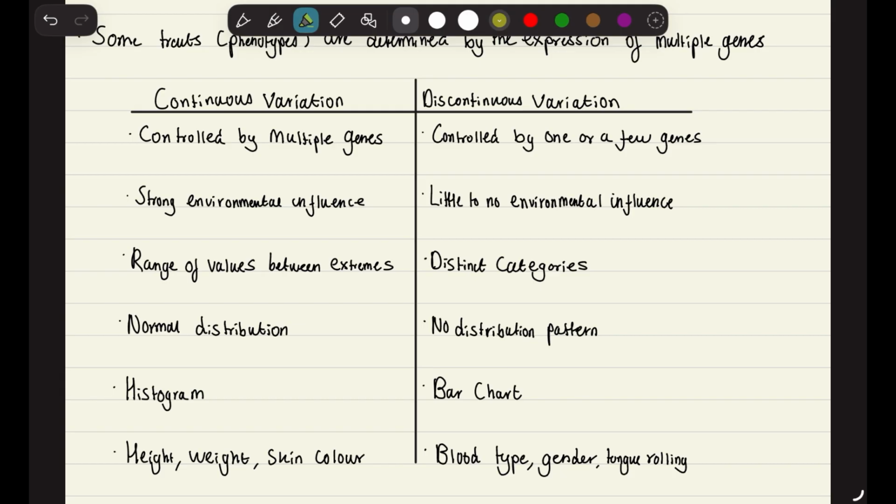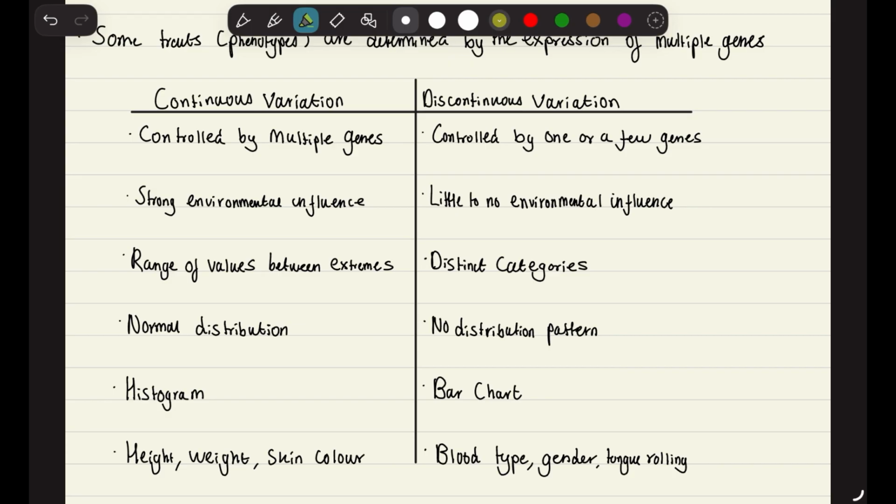So, continuous variation is controlled by multiple genes. That's where we get our polygenic inheritance, multiple genes. It has strong environmental influence, a range that varies between extremes, follows a normal distribution, and you represent it with a histogram. If we talk discontinuous, it's controlled by one or a few genes, with little to no environmental influence, distinct categories, no distribution pattern, and a bar chart.